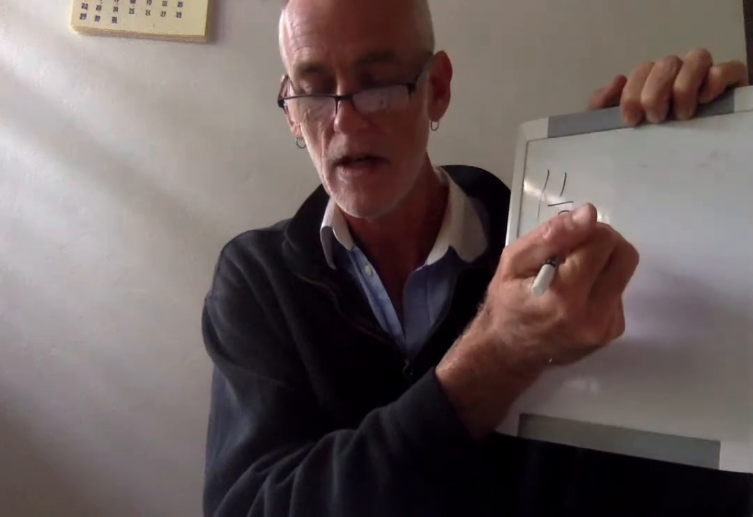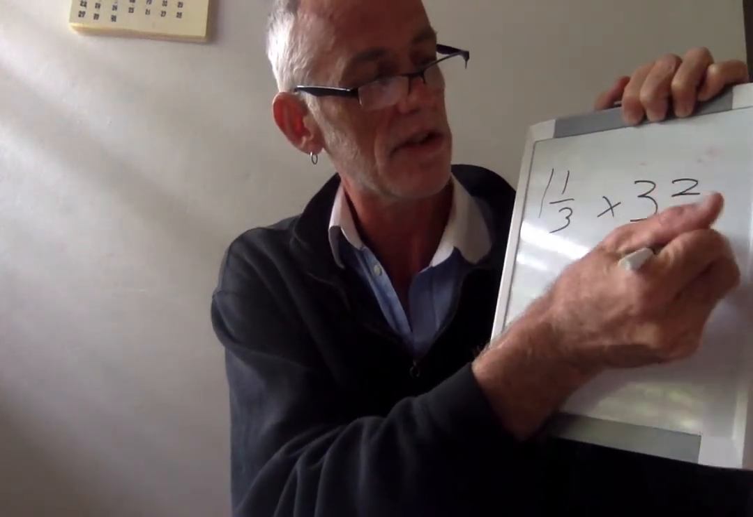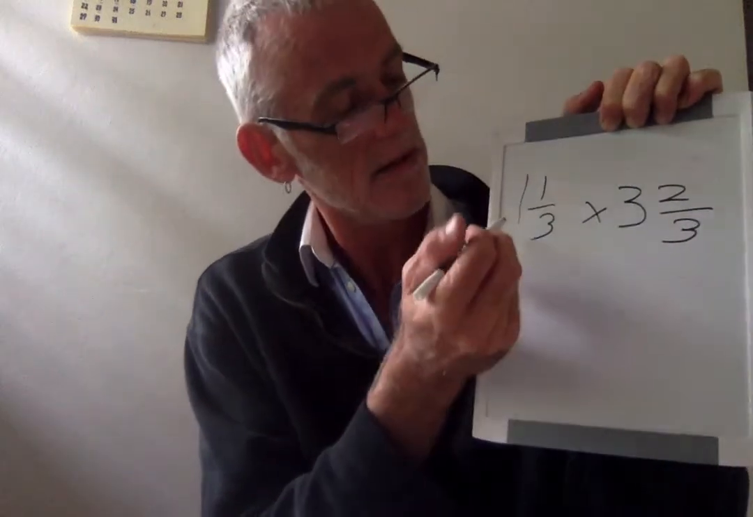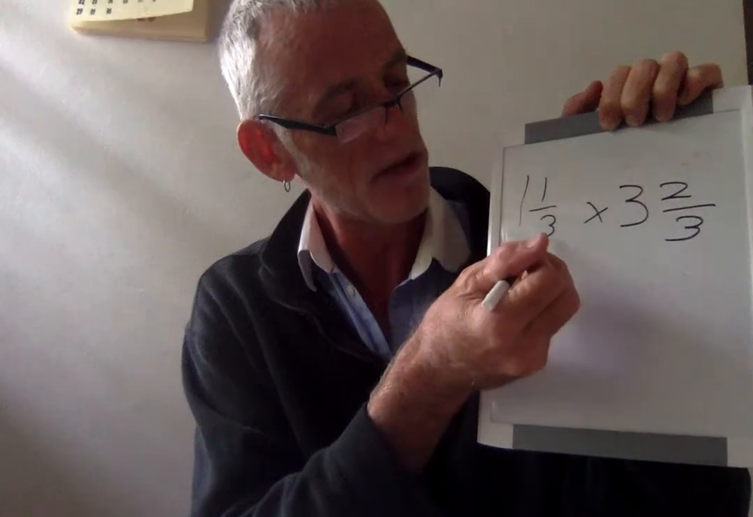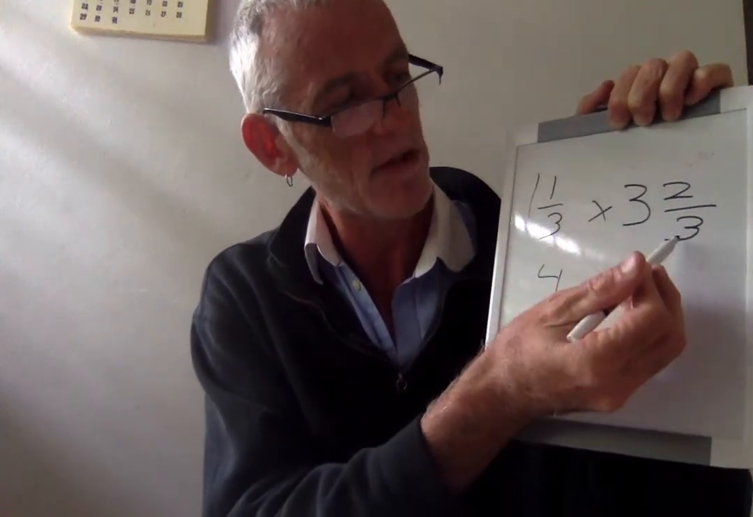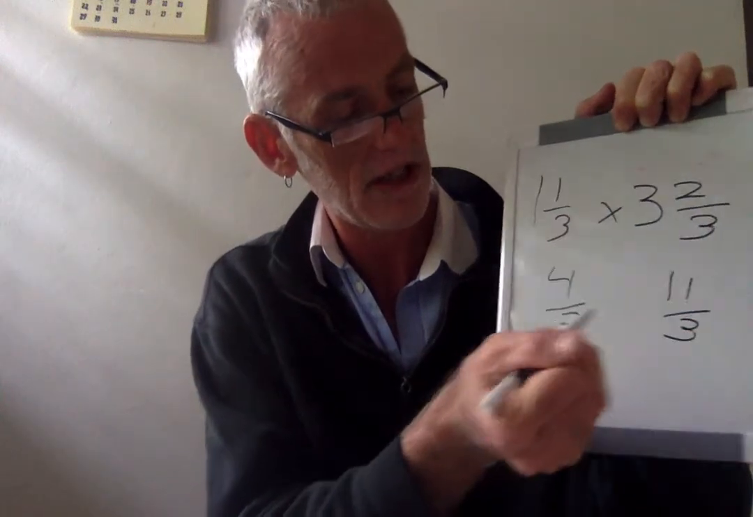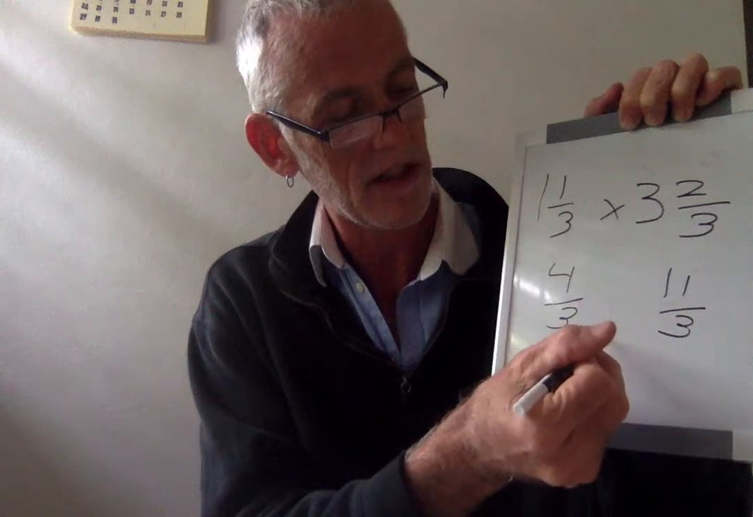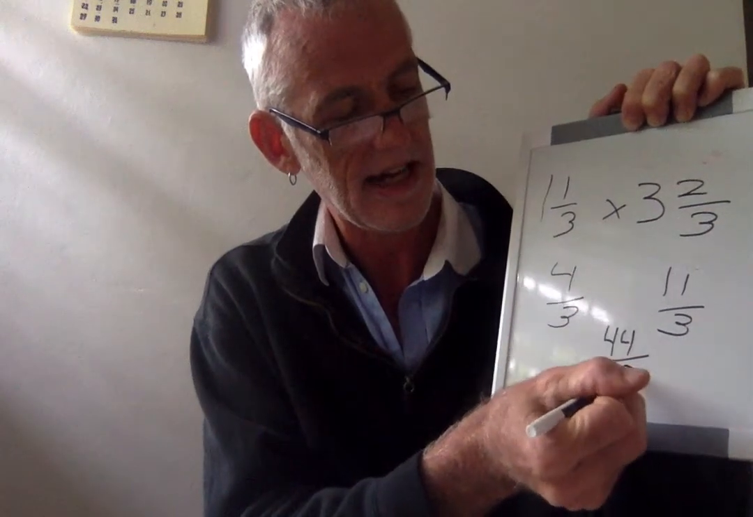1 1/3. Oh, that's my least favorite. 1 1/3 times 3 2/3. We're going to complify. Oh yeah, we're going to complify. 1 times 3 is 3 plus 1. That equals 4/3. 3 times 3 is 9. Add 2. 11/3. 4 times 11 is 44.